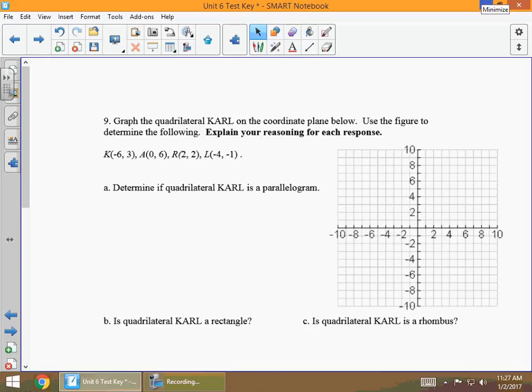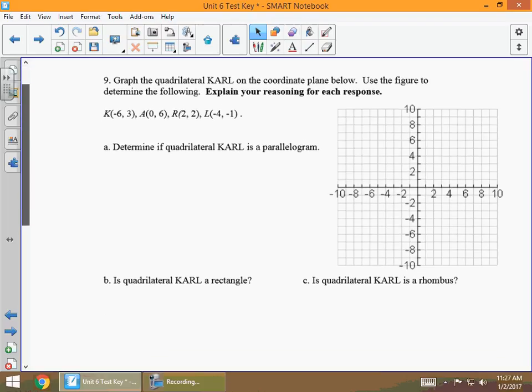All right, guys, welcome to the fourth and final page of the Unit 6 test. This page is worth 9 points. Now, this one is broken up a little different.